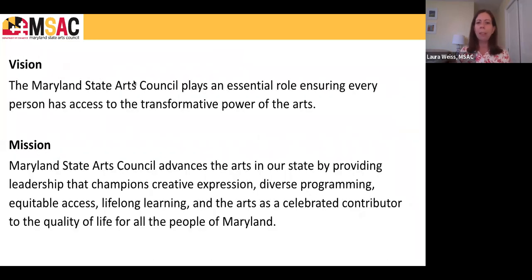The vision of the Maryland State Arts Council is to play an essential role ensuring every person has access to the transformative power of the arts. And we do that through our mission, which is to advance the arts in our state by providing leadership that champions creative expression, diverse programming, equitable access, lifelong learning, and the arts as a celebrated contributor to the quality of life for all of the people of Maryland.